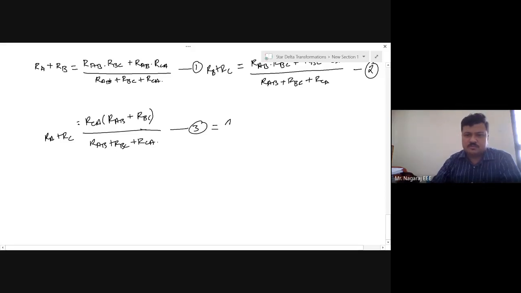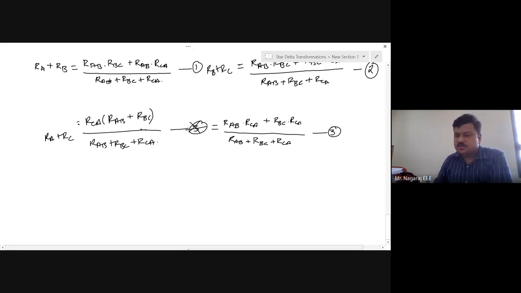So I will write this as RAB RCA, I will open the bracket, plus RBC into RCA, divided by RAB plus RBC plus RCA. Now take this as equation 3.